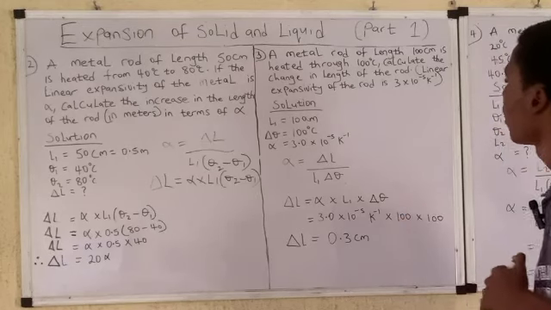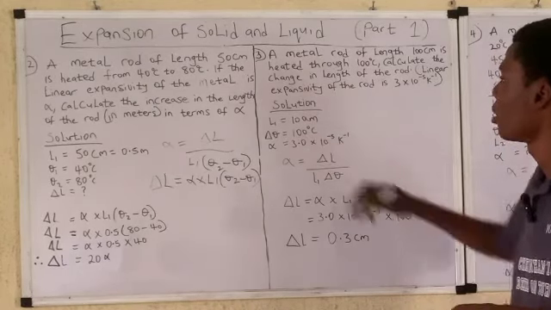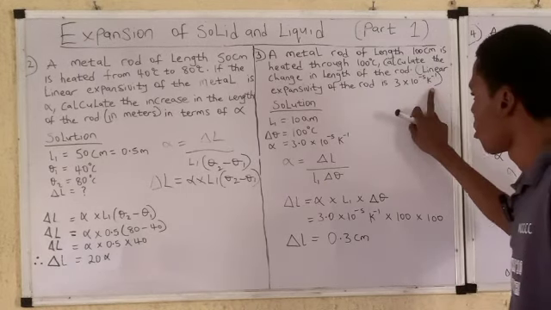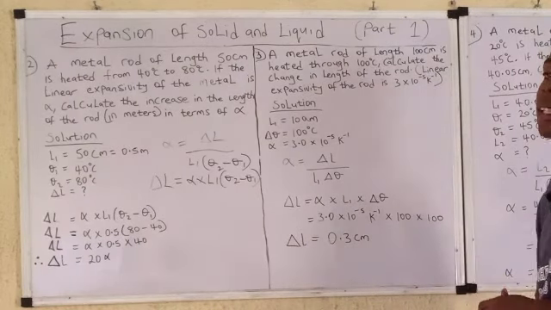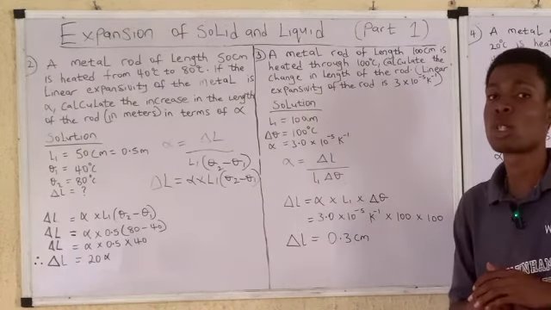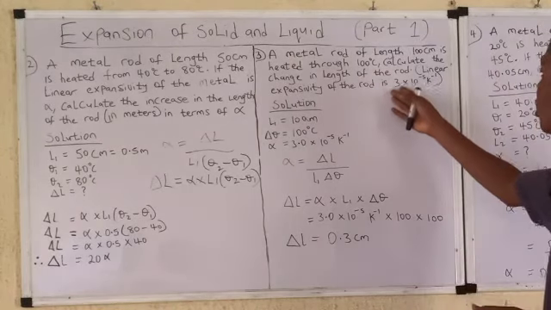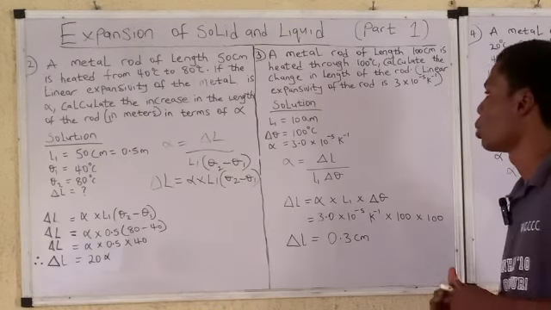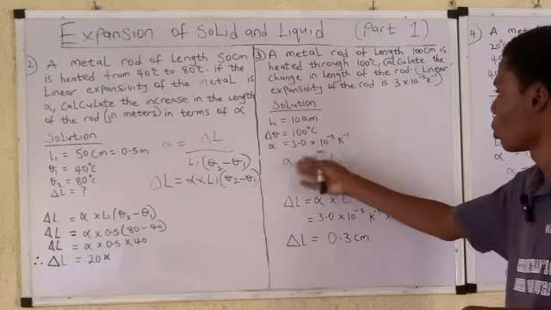Our change in temperature is 100 degrees Celsius, which you have here. Then our linear expansivity that they gave us is 3 times 10 raised to power minus 5, which you have here. Remember I said we have to bring out the parameters before we can solve the question to make our solving easier for us. So they said we should calculate the change in length of the rod, like we solved in our number 2. We brought out the formula here, then we cross multiply.